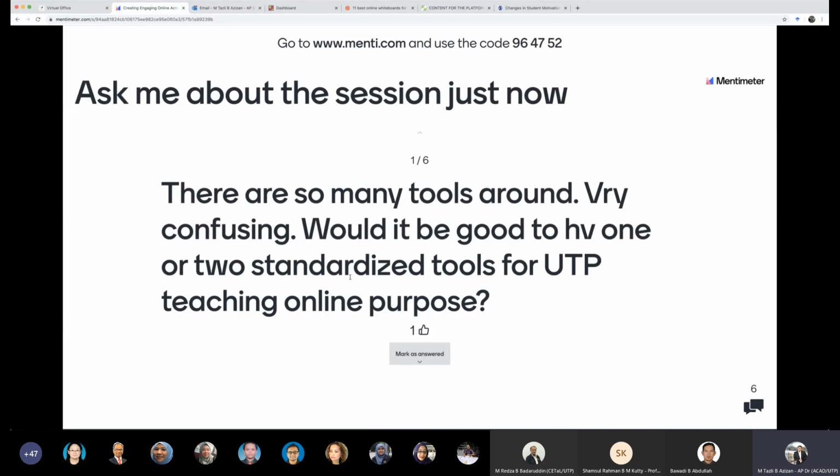There are so many tools around, very confusing. Would it be good to have one or two standardized tools for UTP teaching online purpose? I think it depends on which one that we feel we are familiar with and like to use the most. It also depends on which particular outcomes you want to achieve. So I cannot really say that we should have standardized tools, but it is up to you to pick one or two tools that are more suitable for you. I think that is the best way to do it.